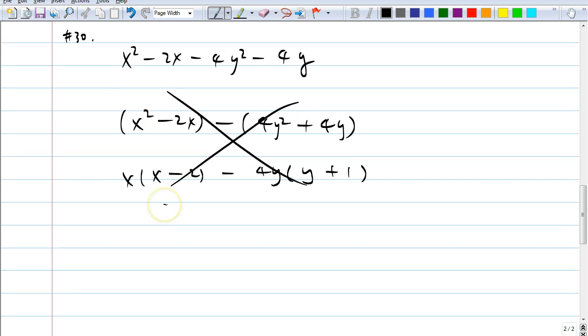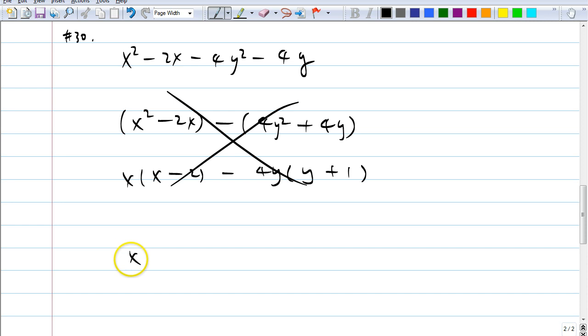Guess what? They kind of got tricky. You have to change the order. Sometimes you have to group the first and the third term, and the second and the fourth term, not the first 2 and the last 2. So how would you do that?